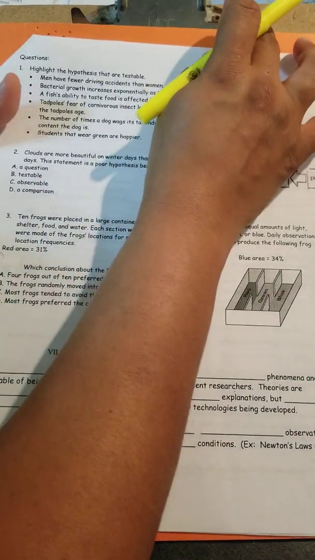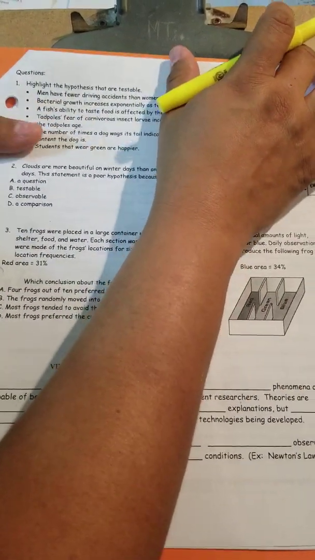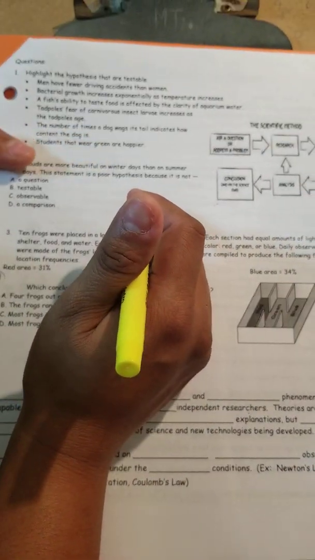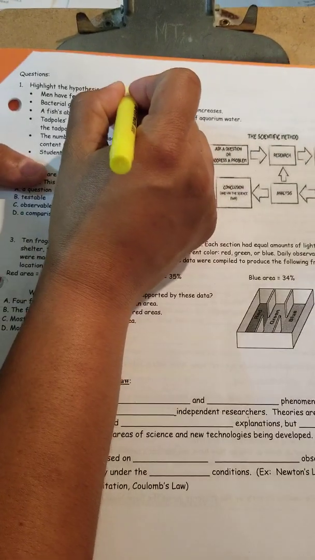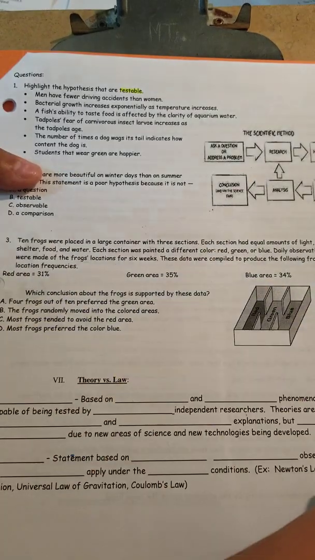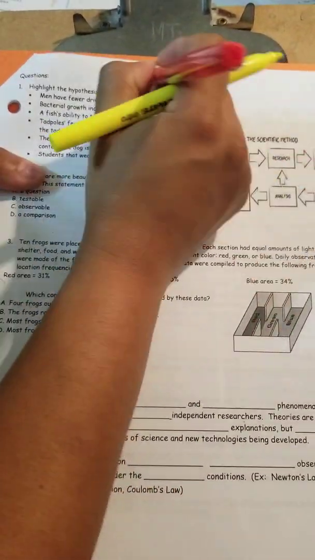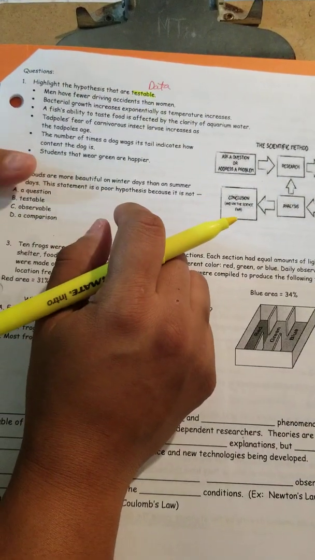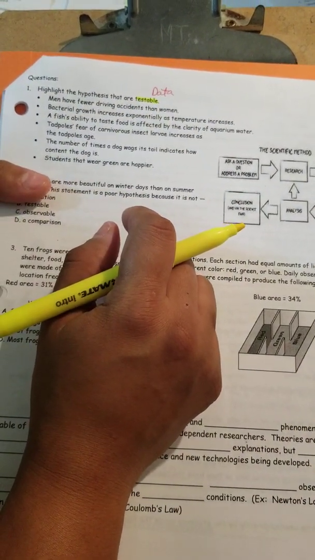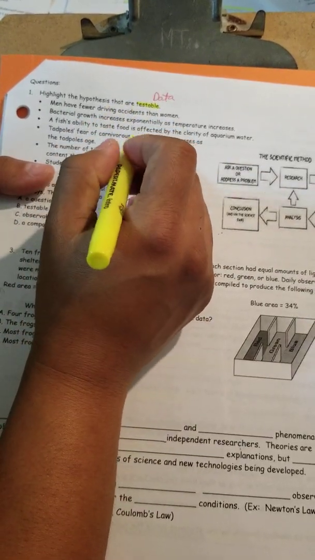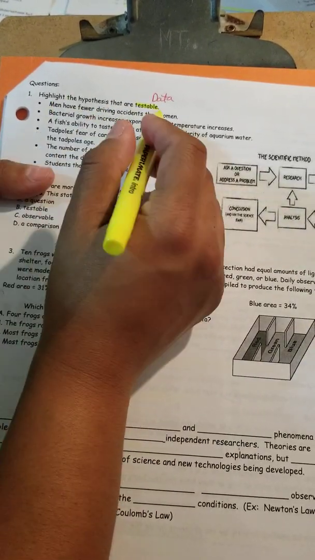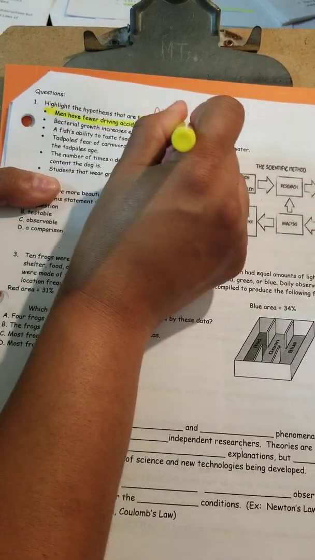Men have fewer driving accidents than women. Can that be testable? Yeah, you can go and get data. The word testable means that there is data somewhere. Somewhere we can find data. Could we go and look at all of Galveston County and pull up all of the driving accidents that occurred, and we can compare the amount of men to women? Yes, we could.